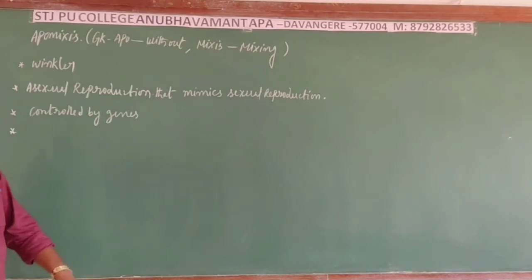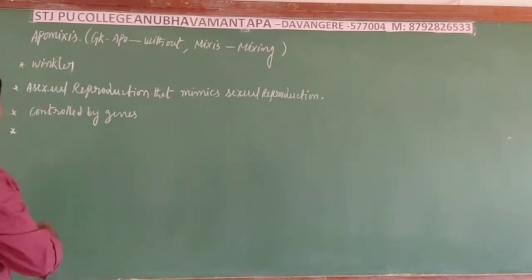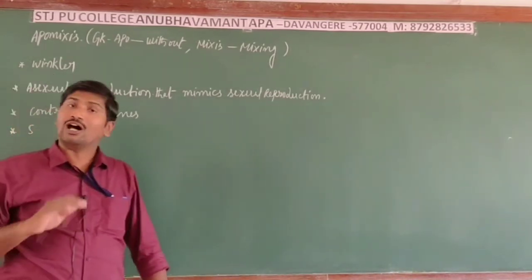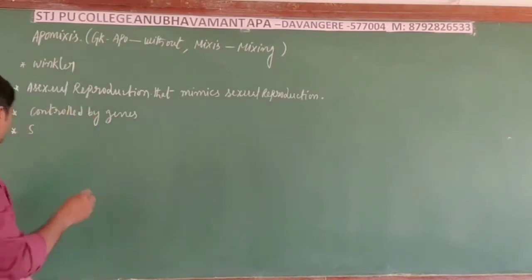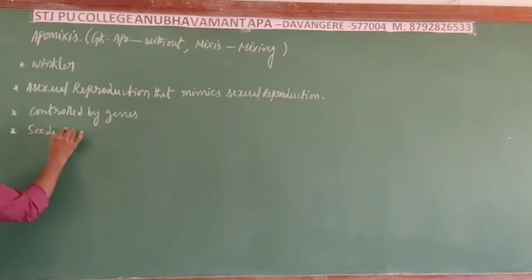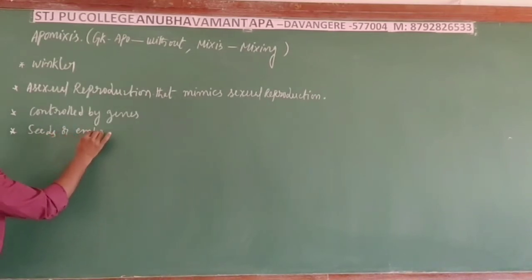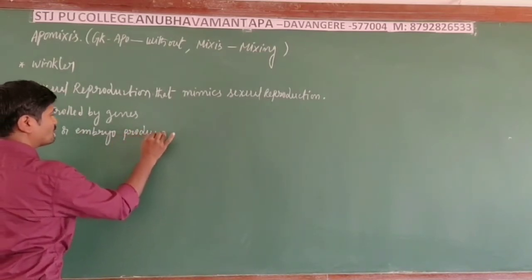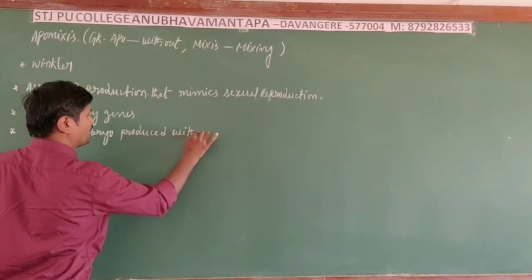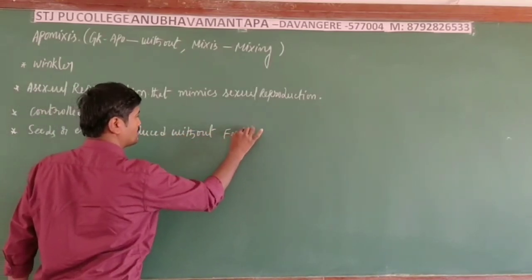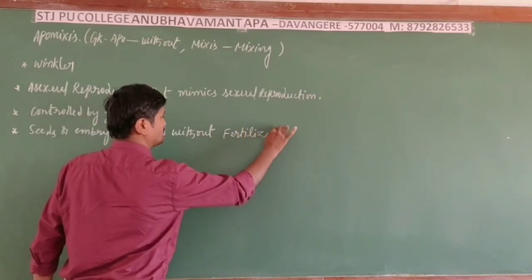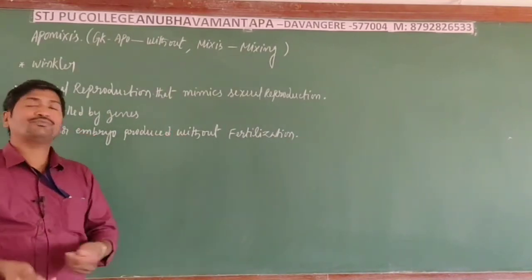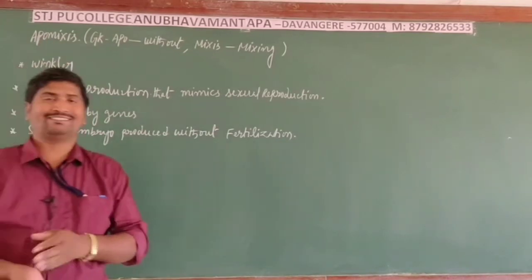What is apomixis? Apomixis is the process of the formation of seeds or embryo without fertilization. Seeds or embryo produced without fertilization is known as apomixis.